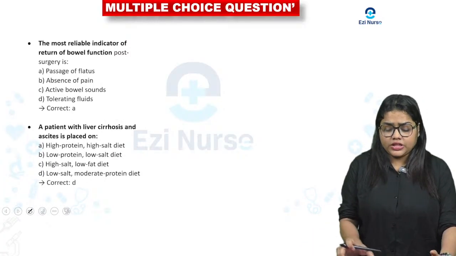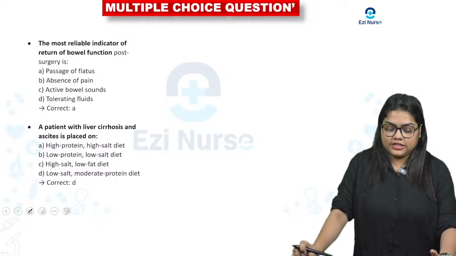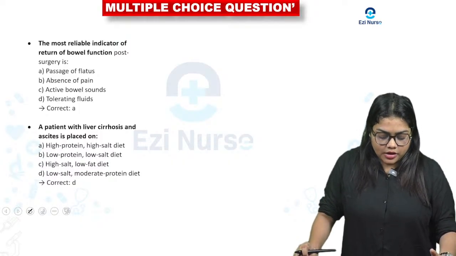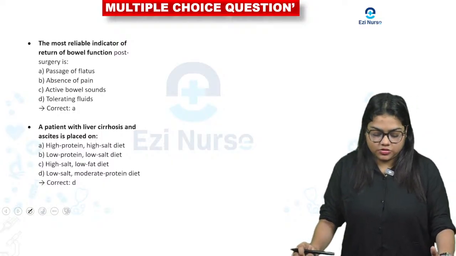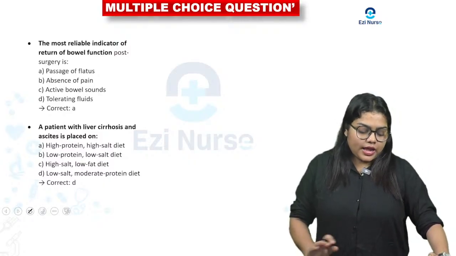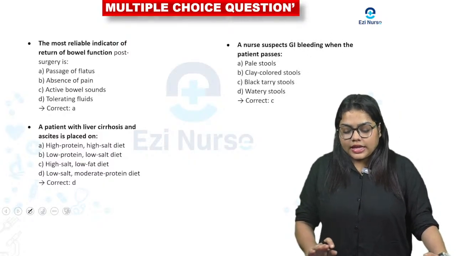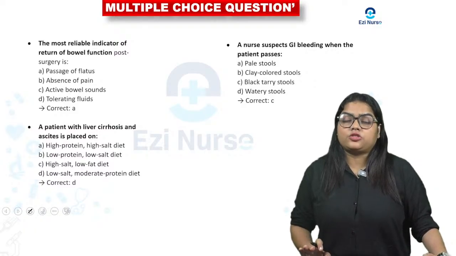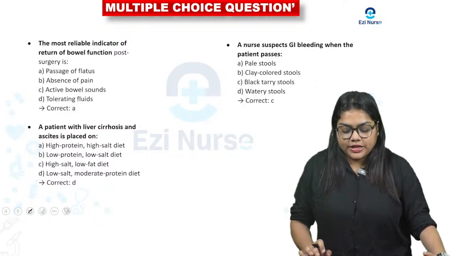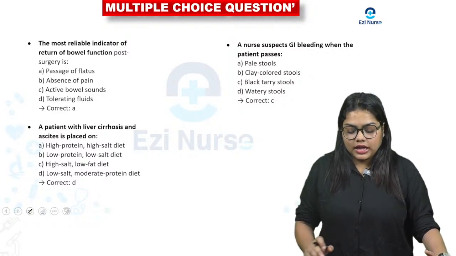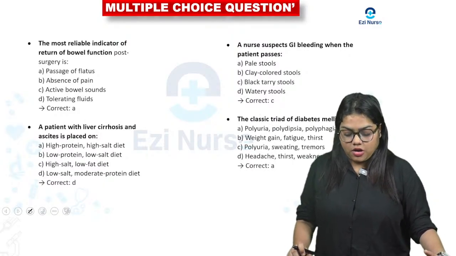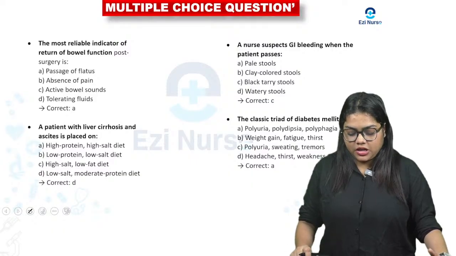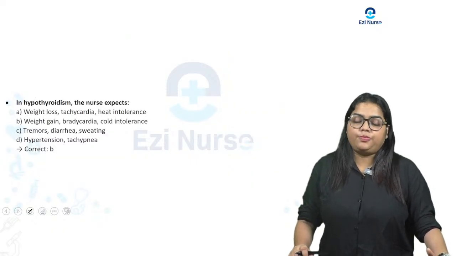Next is, a patient with liver cirrhosis and ascites is placed on D, low salt and moderate protein diet. So a patient with liver cirrhosis is on a low protein and low salt diet. Next is, a nurse suspects gastrointestinal bleeding when the patient passes, what will the symptom be? C, which is black tarry stool. Lastly, the classic triad of diabetes mellitus is polyuria, polydipsia, and polyphagia.